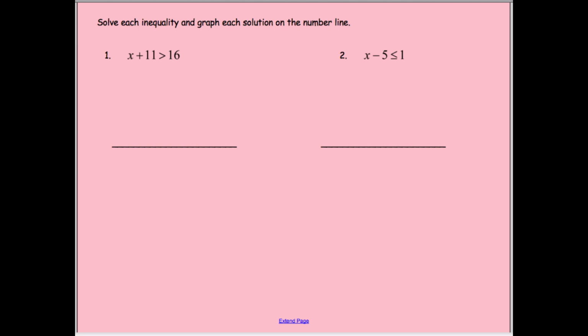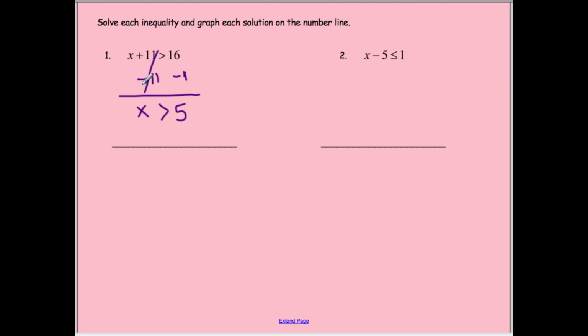So this asks us to solve each inequality and graph the solution on a number line. So remember that to solve an inequality, we go through the same concept of steps as when we're solving an equation. Our goal is to isolate this variable. So with that, we have a plus 11, so we need to subtract 11 from both sides of the inequality. And that leaves us with x is greater than 5.